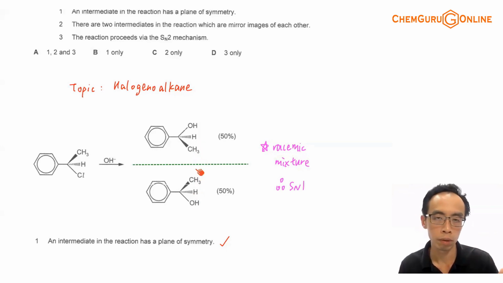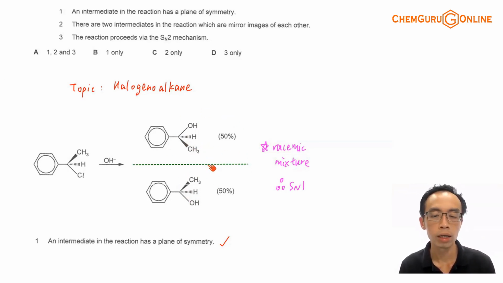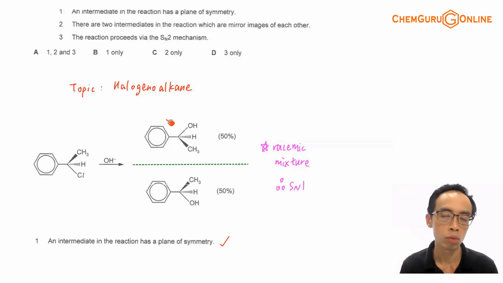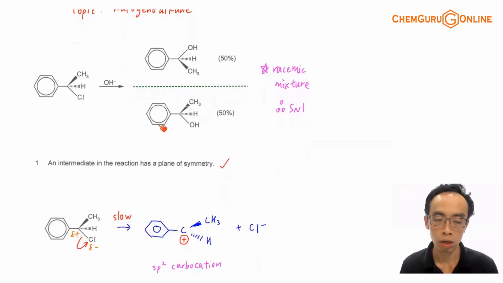Hydrogen, both of them are pointing away from us, they mirror each other. The OH group, they also mirror each other. So basically, I have a racemic mixture, and if it is a racemic mixture as a product, we will expect the mechanism to go by SN1 mechanism. In SN1 mechanism, if my product has a chiral carbon, we will expect this to be racemic because of the intermediate that is being formed, and we're going to talk about this along the way.